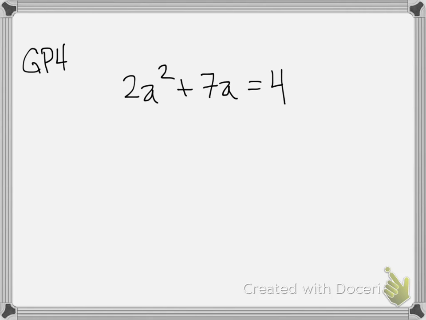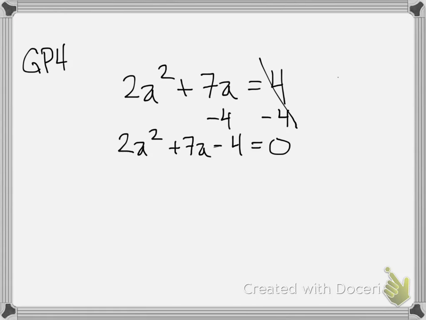What's different about this problem is that it does not already equal 0. In order to make it equal to 0, you do need to move that +4 from one side of your equal sign to the other by subtracting it. When I rewrite the problem, I have 2a squared plus 7a minus 4, and that's all equal to 0.